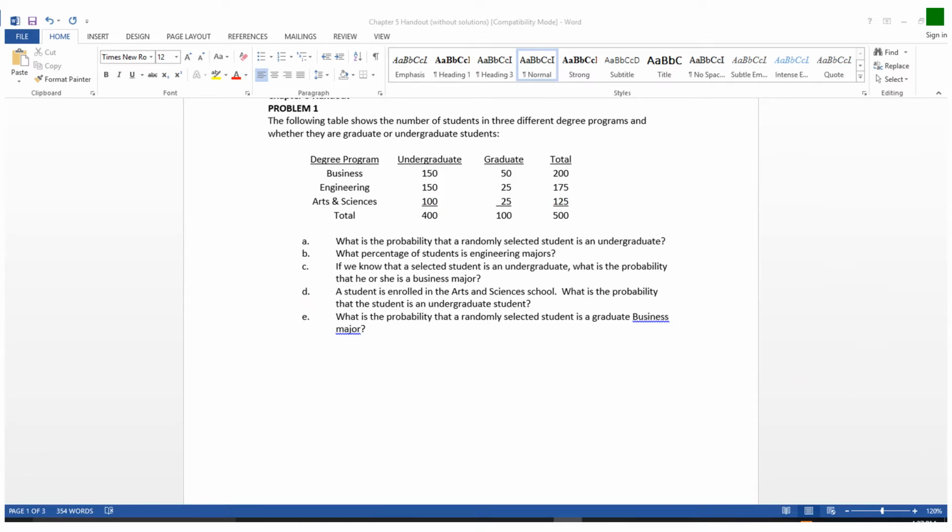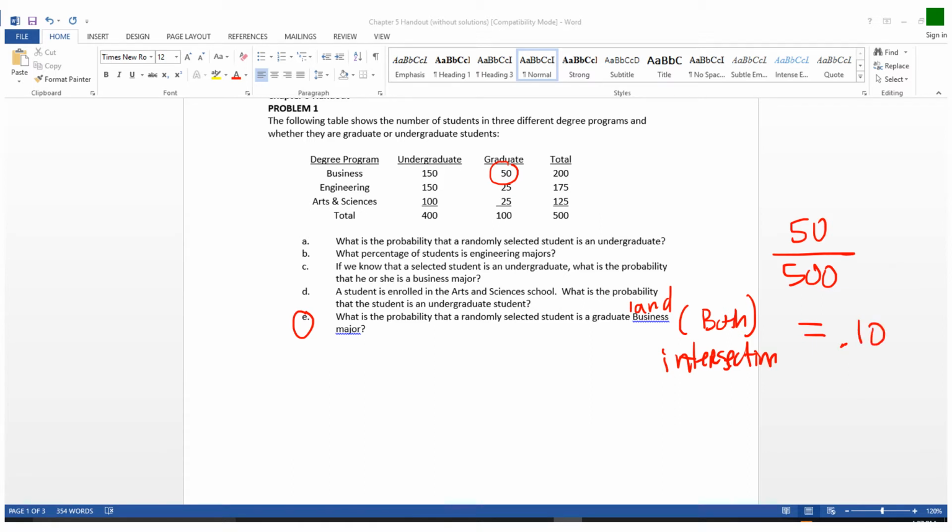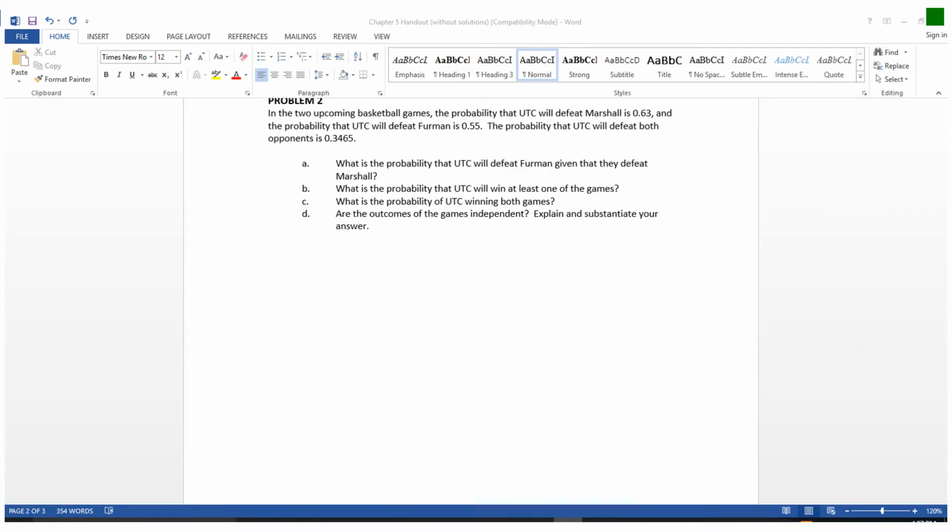Okay, now, last one, letter E. It says, what is the probability that a randomly selected student is a graduate business major? Label this as both. This is an intersection question. They are not asking for a margin or a condition. It's just simply saying graduate and business. So I go to the graduate. Where does that intersect with business? That's my intersection. So you basically just take 50, divide that by 500, and you'd get 0.10 or 10%. Okay, so again, another example of a basic probability.